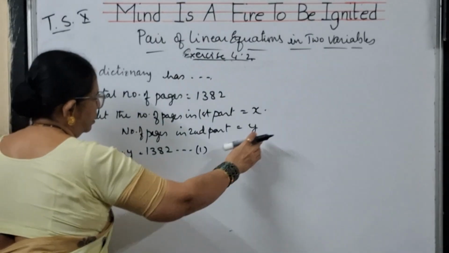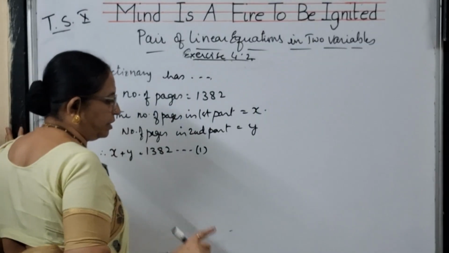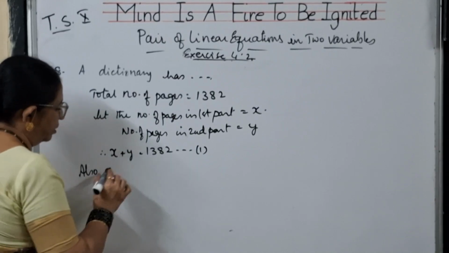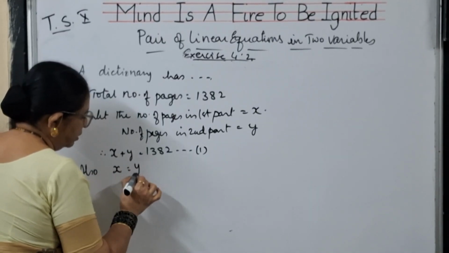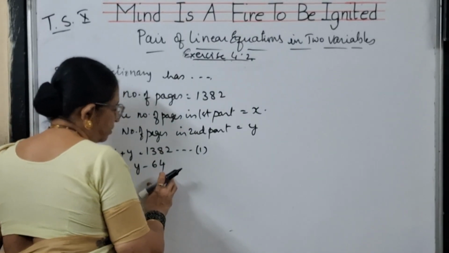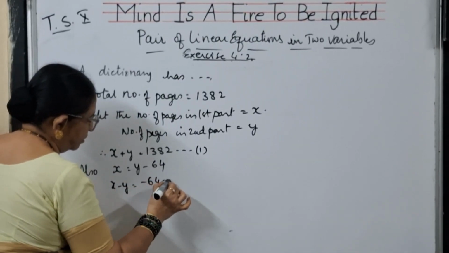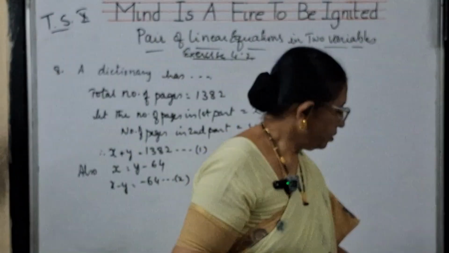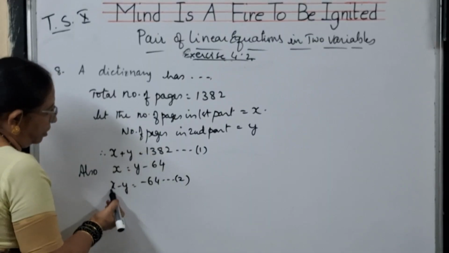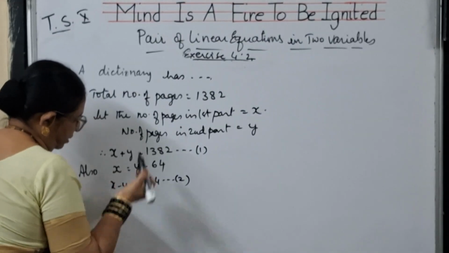Total is 1382. Also, what did they say? The second part is having 64 pages more than first part. So first part is nothing but second part minus 64 pages, because second part is having 64 more. That means x minus y is equal to minus 64, second equation. So x plus y is equal to 1382, x minus y is equal to minus 64. These are the two equations. Plus and minus signs are there.